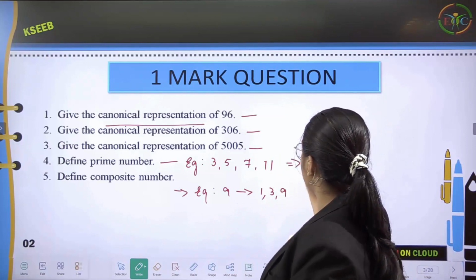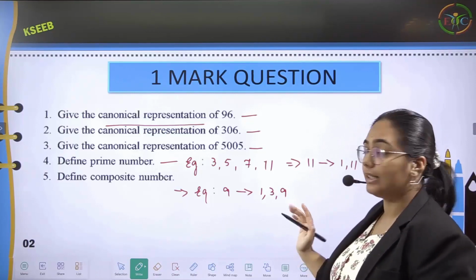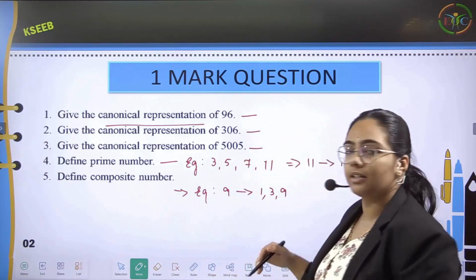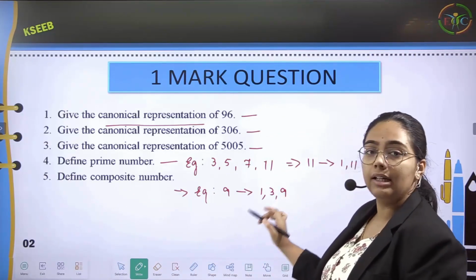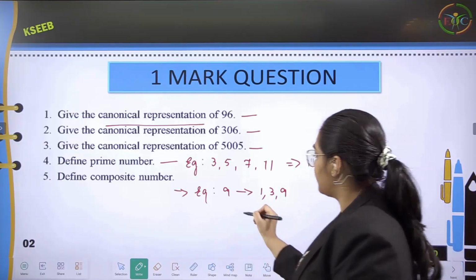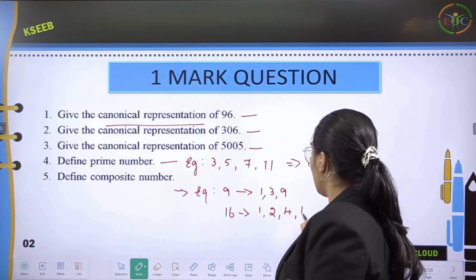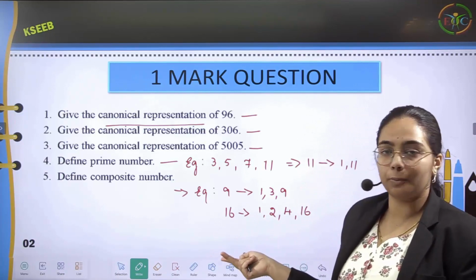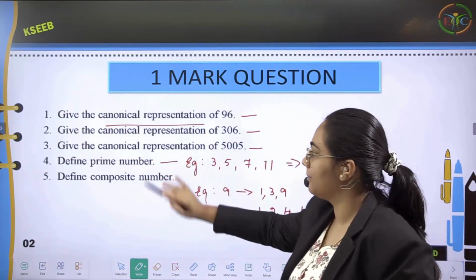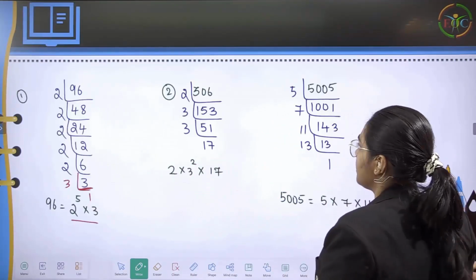Here you can just take one number. If I take 11, the factors are 1 and 11 only, that is 1 and the number itself. But if it is a composite number, other than these two you will have other factors also. Suppose 16: 1, 2, 4 and 16. It has more than 2 factors. Hence a number having only 1 and itself as factors is a prime number, and one which is not prime is a composite number. Next question.